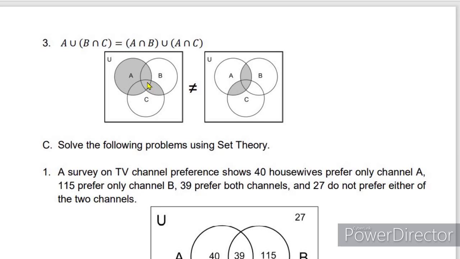So it should be shaded like the area between A and B and the area between A and C. Okay, that's why it is not equal. The first Venn diagram is not equal to the second Venn diagram because in the first Venn diagram all the areas in set A are shaded. But we should only shade the intersection between A and B and A and C because we are pertaining to their union.